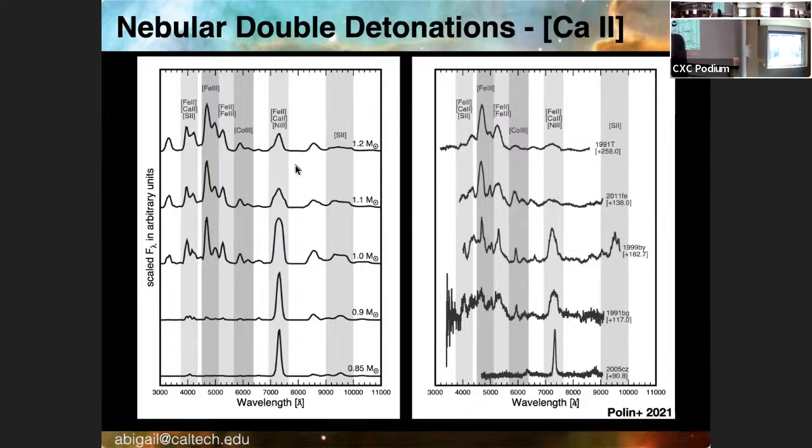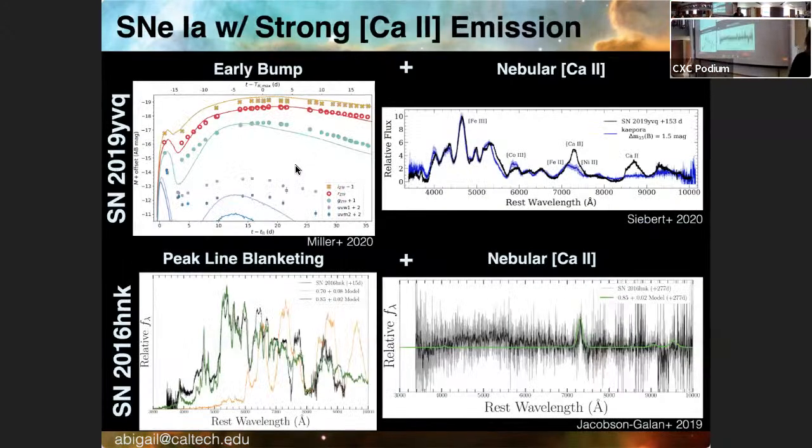But if we model the double detonations in the nebular phase, we show they all have a strong contribution from calcium-II emission. I'm going through this pretty quickly, but in some 1As we see this, in some we don't. When we look at some of our events that we identified from earlier features, some of them do show strong calcium. So this is 19YVQ, which we identified as an early bump. So it was immediately of interest. We could later compare this to the nebular phase spectra, which had stronger than expected calcium-II, as in a double detonation.